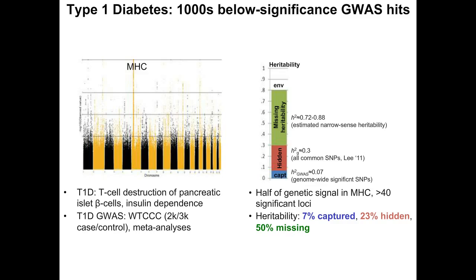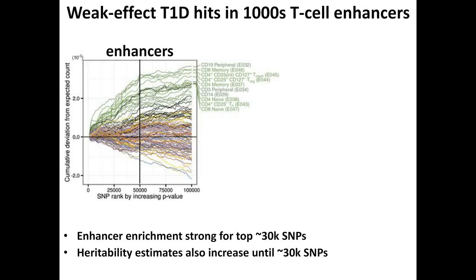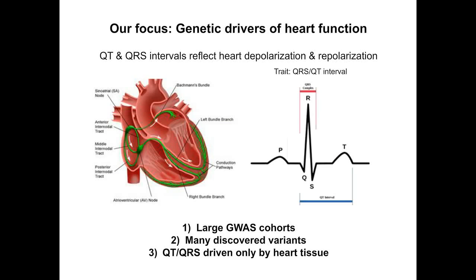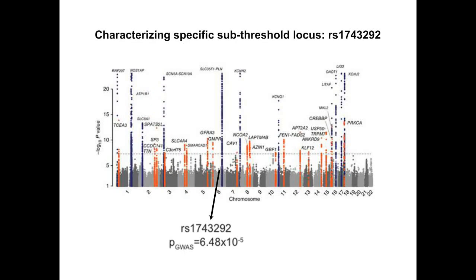in these sub-threshold loci. So what we did is first ask how far down the rank list do these genetic enrichments persist for these trait-relevant enhancers, and they persist very, very far down the rank list, suggesting that there's a large number of variants. And we focus specifically on cardiac traits to basically try to elucidate the function of these variants.